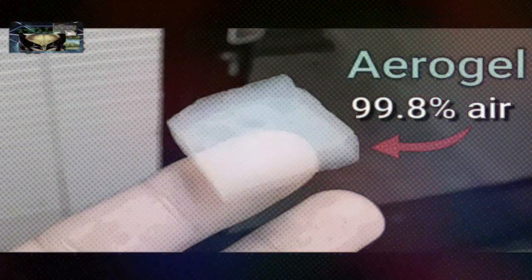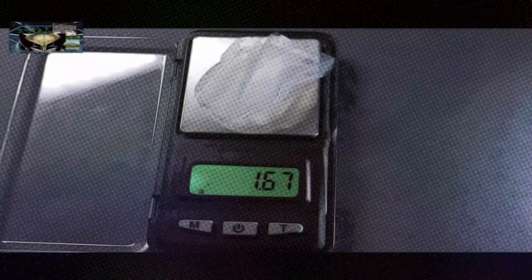Aerogel is a synthetic porous ultralight material derived from a gel in which the liquid component of the gel has been replaced with a gas without significant collapse of the gel structure. The result is a solid with extremely low density and extremely low thermal conductivity. Nicknames include frozen smoke and solid smoke.